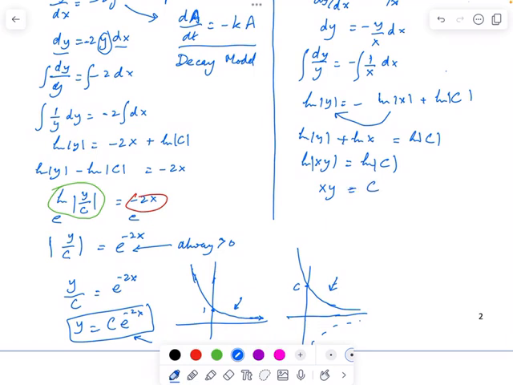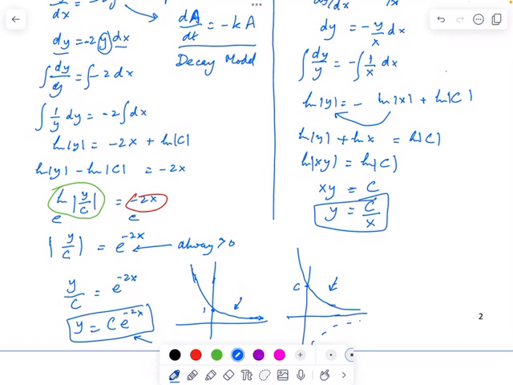Now we can get rid of the bars, assuming that the negative can be combined in the c from both sides. Just to make it a little bit easier to understand, it is something like y is equal to c over x. So this will be the solution.